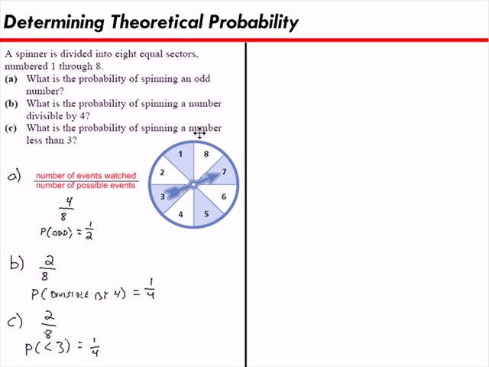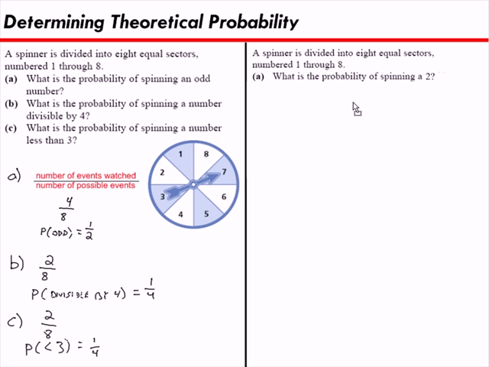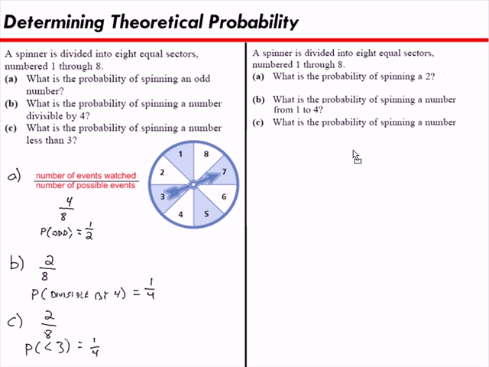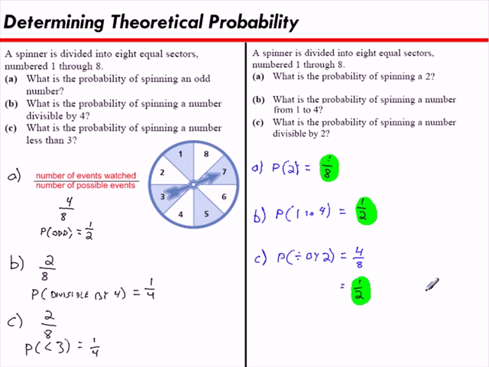For your problem, you can use the same wheel that I have here, and I'll show you what you're being asked to solve. A spinner is divided into 8 equal sectors, numbered 1 through 8. A, what is the probability of spinning a 2? B, what is the probability of spinning a number from 1 to 4? And C, what is the probability of spinning a number divisible by 2? Okay, so try A, B, C on your own, and I'll post a solution when you're ready.